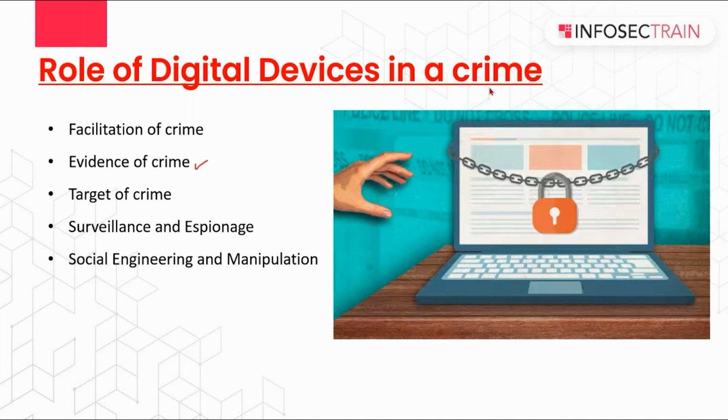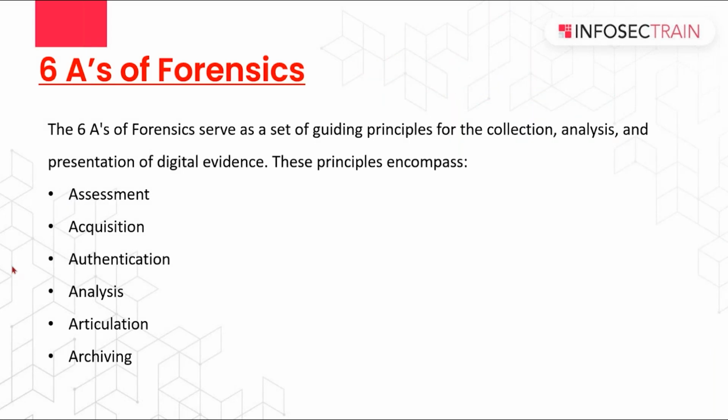In forensics, what do we have? We have the 6 A's, which is popular. The very first one is assessment. The 6 A's of forensics serve as a set of guiding principles for the collection, analysis, and presentation of digital evidence. These principles encompass assessment, acquisition, authentication, analysis, articulation, and archiving.